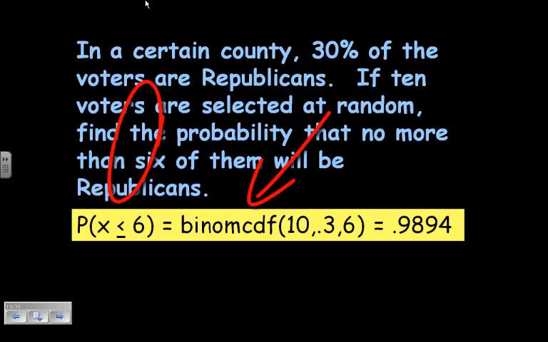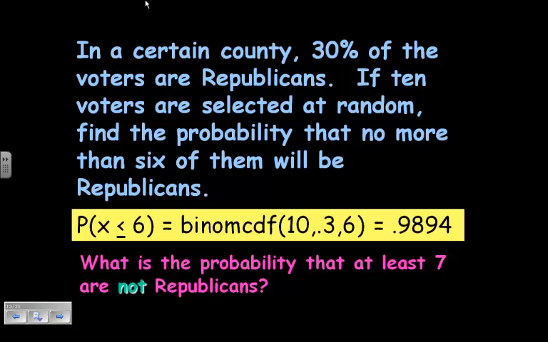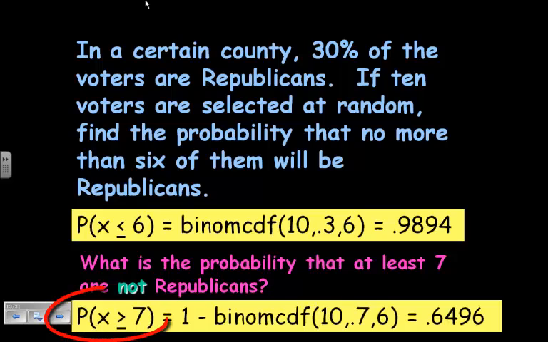So 10 voters, 30% chance. We want 6 or less. It's a CDF. Punch all that in, you get 0.9894. What is the probability that at least 7 are not Republicans? At least 7 are not Republicans. Alright, that would be 7 or more. So probability x is at least 7 would be 1 minus the binomial probability, 10. Now notice the other change, not Republicans would be 70%. So we would do 70% not Republicans, 6 or less, and we get our answer.